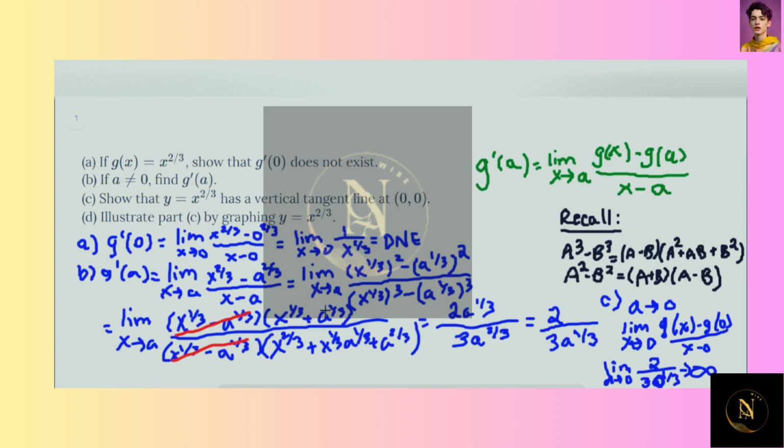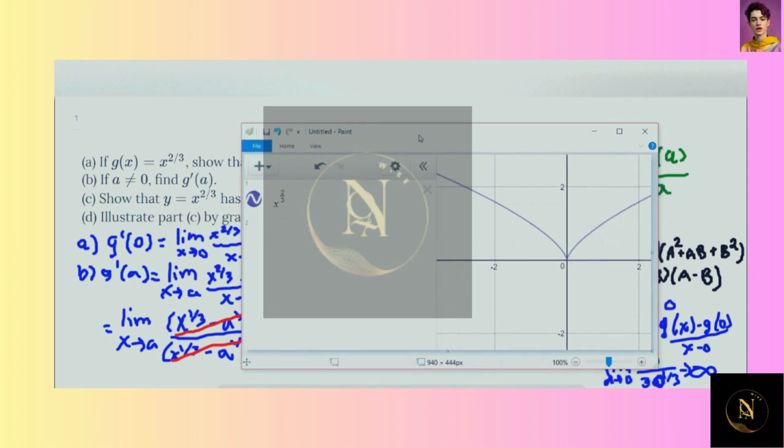Part D, illustrate part C by graphing y equals x to the 2/3. So here we have a graph of that function, x to the 2/3, and we see that there is this corner, this cusp here at x equals 0, and we see that the slopes of the tangent lines get more and more negative to the left of 0, and they're more and more positive as we get closer to 0 from the right, meaning that there is a vertical tangent line here at the origin.